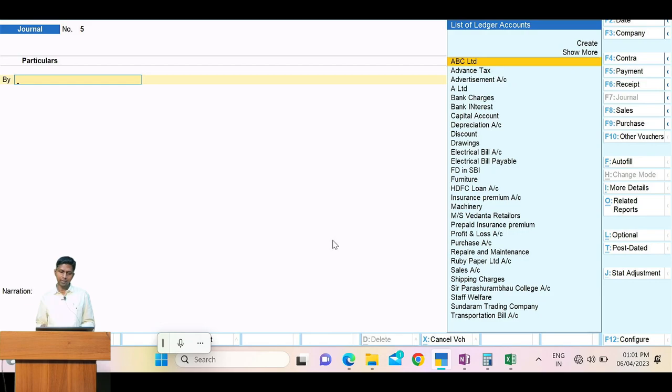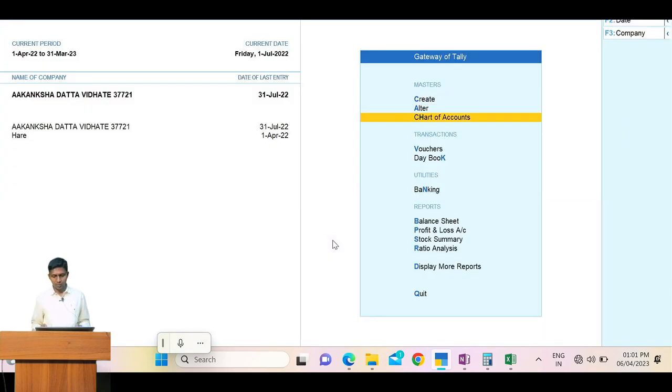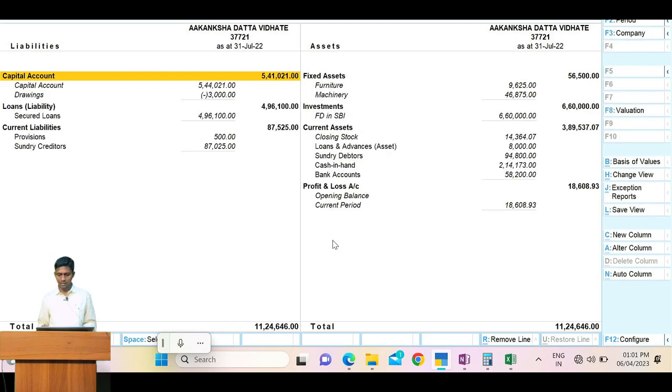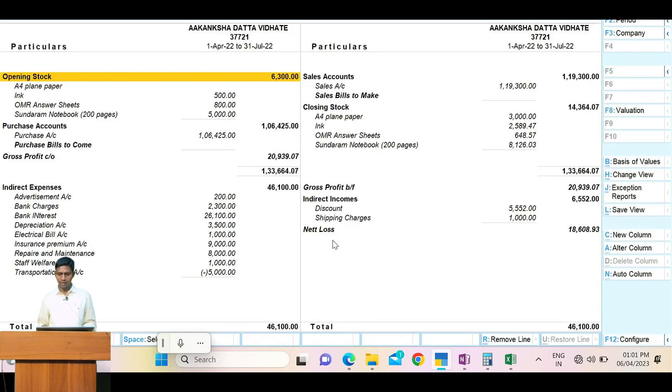And then finally accept the screen, all the entries are over, my dear students. Then the balance sheet, you will get the tallied balance sheet like this, and then the profit and loss account like this.